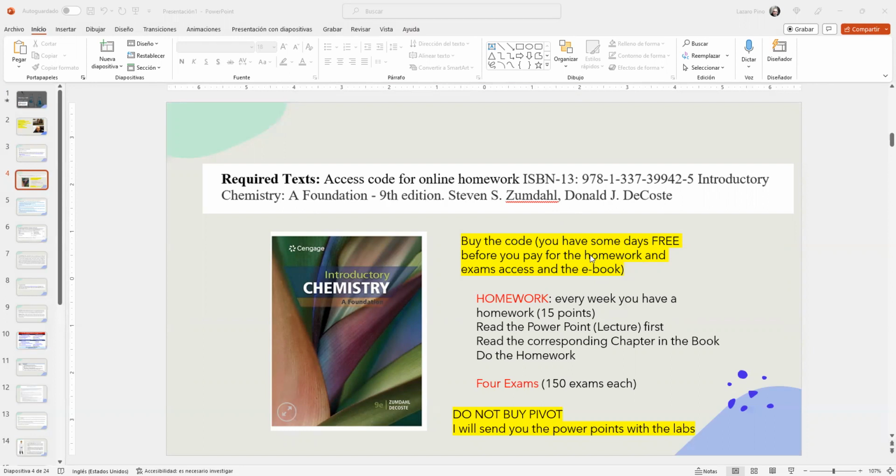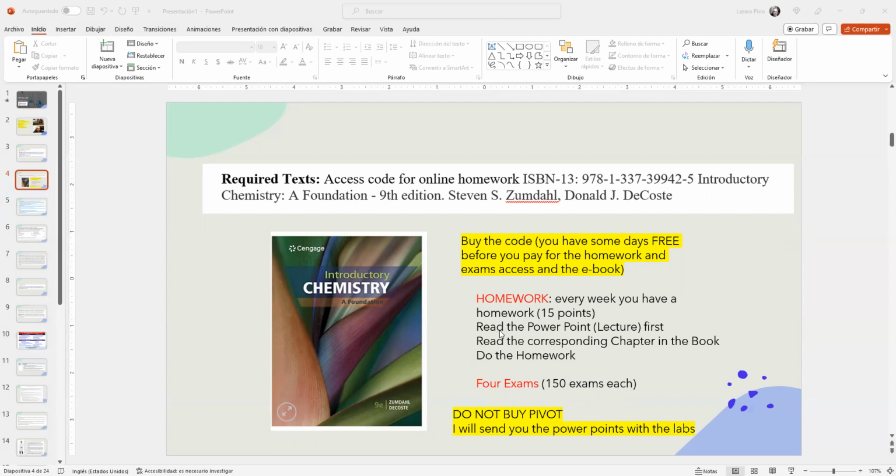It's important that you get also the access to the e-book, because some of the homework and exams that are in this place have a link to the ebook, and then it will be easier for you. Remember, you have a homework every week that is worth 15 points. But what is most important is that this is the preparation for the exams. Every exam is 150 points. You have 4 exams, including the final exam.